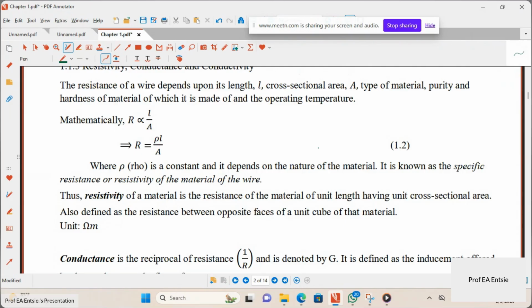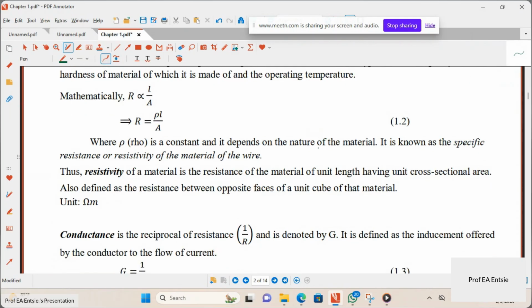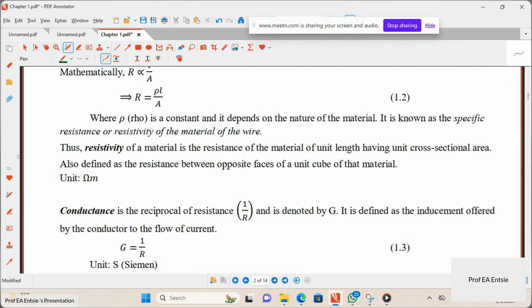So that's resistivity of a material: the resistance of a material of unit length having unit cross-sectional area, also defined as the resistance between opposite faces of a unit cube of that material. So the unit is ohm-meters. And if you want to know the unit, it's very simple.